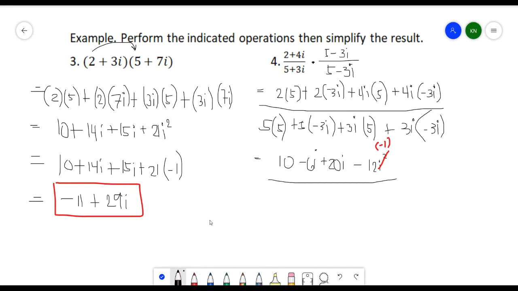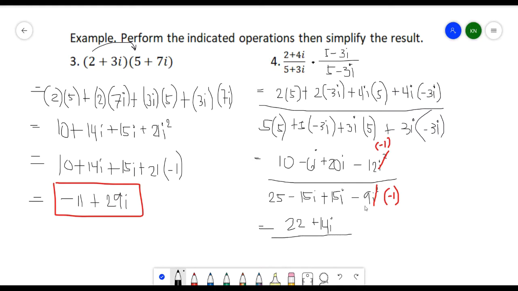Now for the denominator, we have 25 minus 15i plus 15i minus 9i squared. And again, i squared is equivalent to -1. So we have -12 times -1, that is positive 12, plus 10. So we have 22. Then -6i plus 20i is positive 14i.